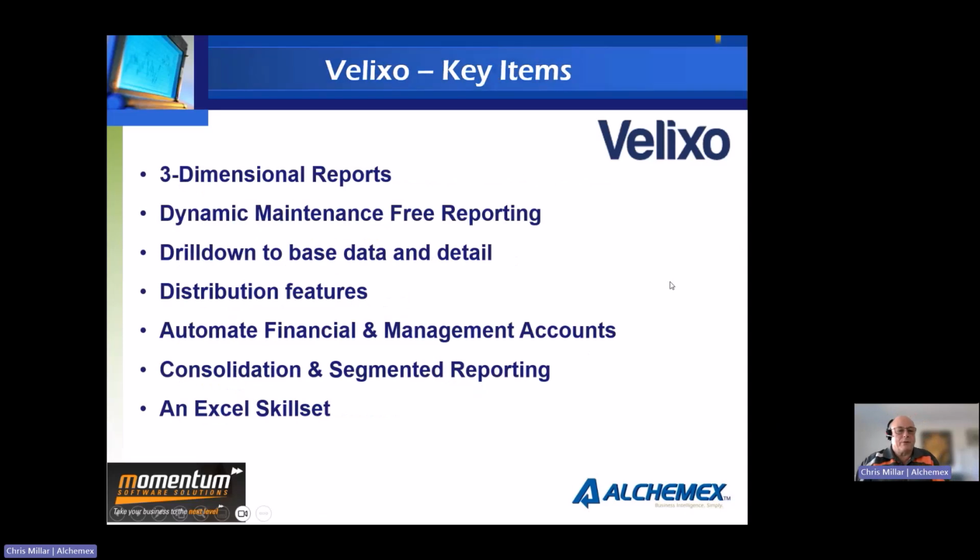Let's just talk three-dimensional reporting. What is that? Well, it's maintenance-free, and it is the ability in one report to just flick through things. So if you're looking at a branch and you want to look at another branch, you don't need to go back into Advanced and then go and rerun this Velixo report. You just change it. It all changes in front of you.